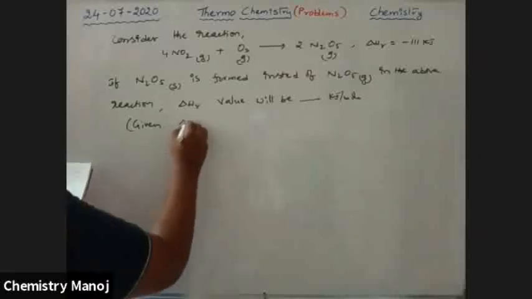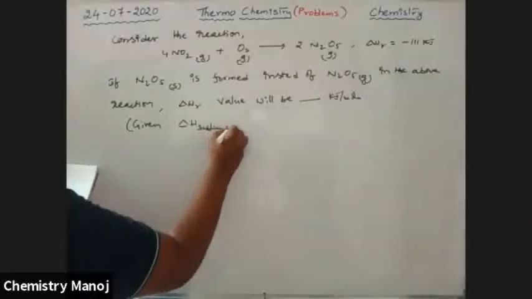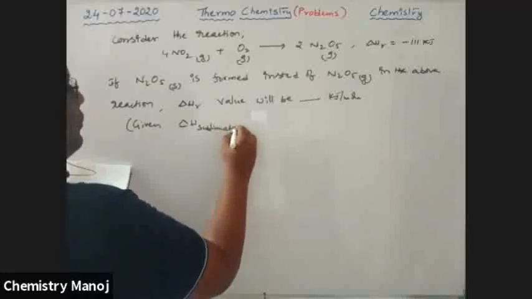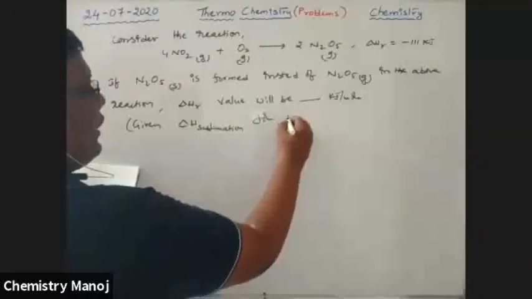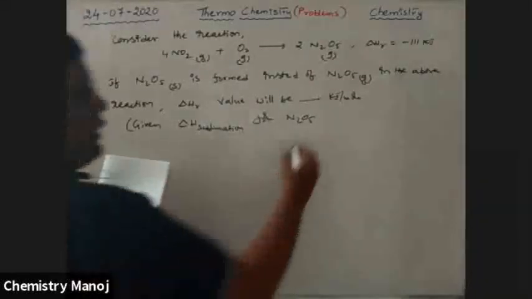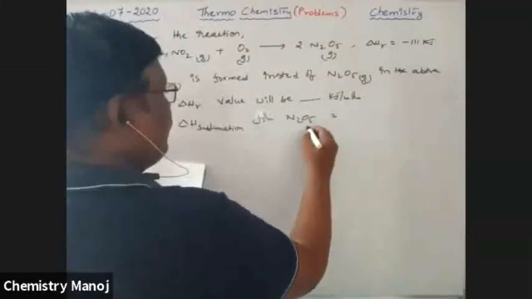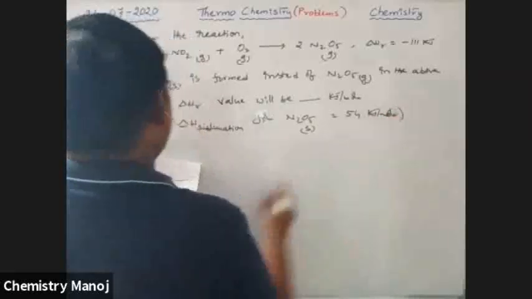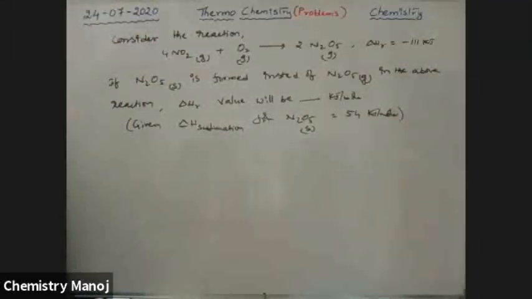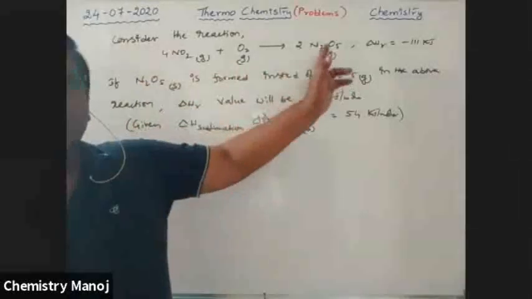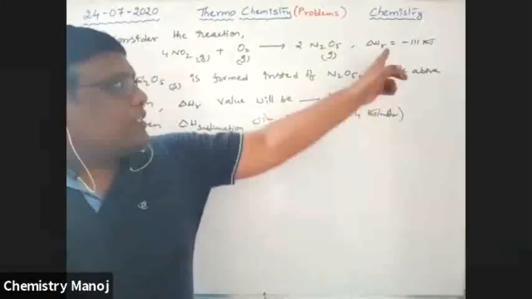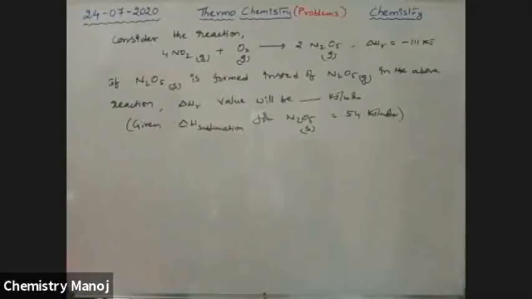Given delta H sublimation for N2O5 is equal to 54 kilojoule per mole. See, in this reaction, instead of gas N2O5, solid N2O5 is formed. Now, what is the delta H of reaction?